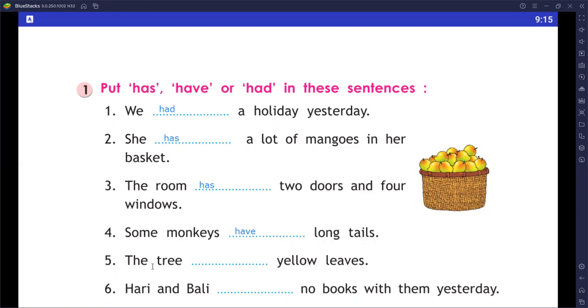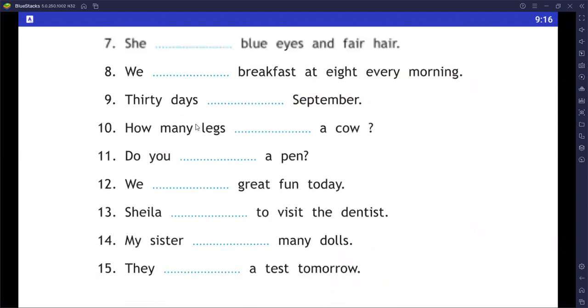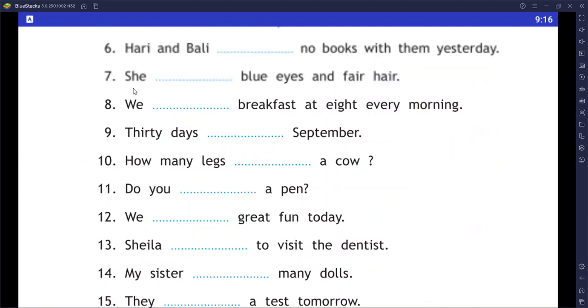Next, the tree blank yellow leaves. What? The tree has yellow leaves. Okay, Hari and Bali blank no books with them yesterday. Yesterday means past. So what do we write here? Had. Okay, now next. She blank blue eyes and fair hair. What do we write here? Has. She has blue eyes and fair hair.